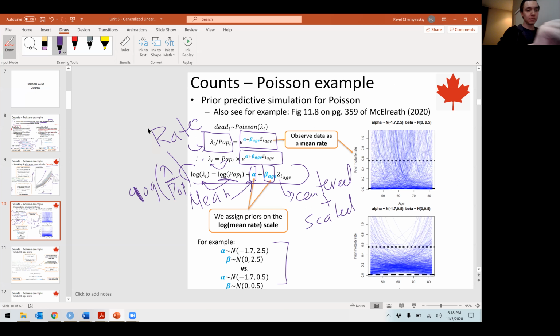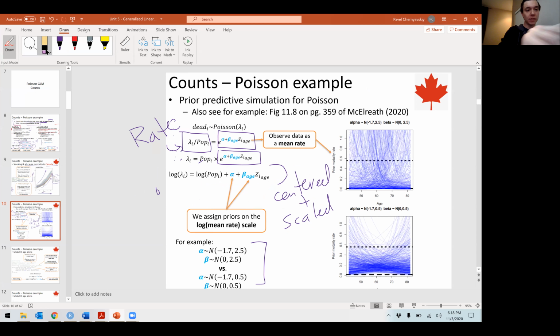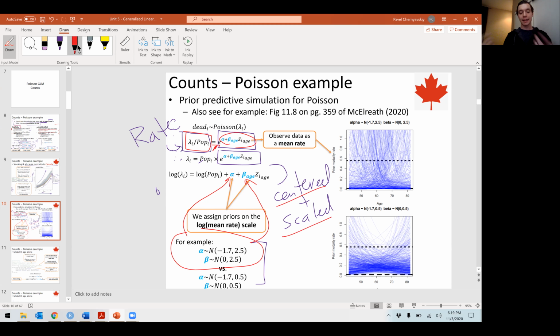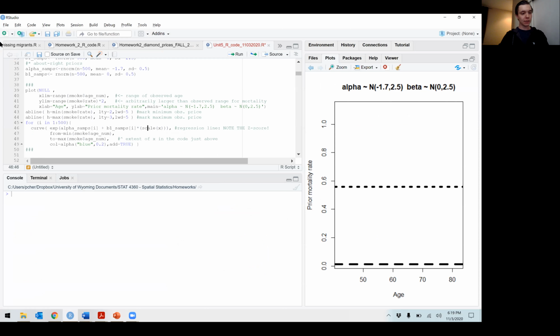In the notes, I started by setting my priors on this log scale. Then I had to transform things into a rate because each count came from a different population at risk. And on the right-hand side, you see there's e to the power of alpha plus beta times a centered and scaled age. All right, let's take a look at what that produces.